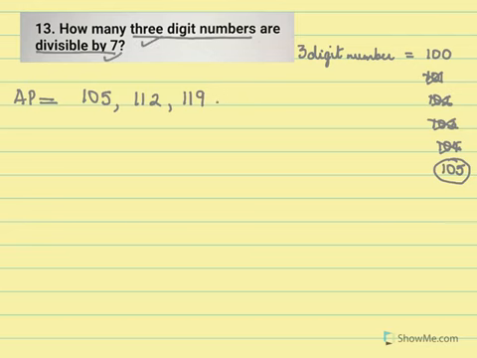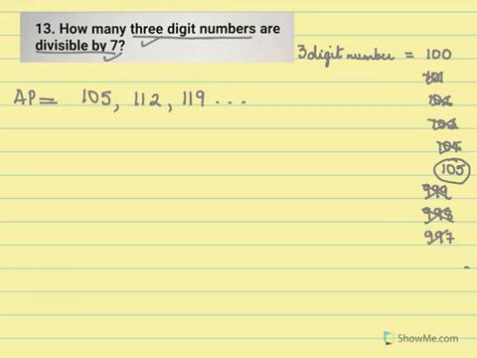Now we need to find the last number. The last 3-digit number you know is 999, and this too is not divisible by 7. Divide and you can see. Then you go back to 998. Remember, it should be only 3 digits. Not divisible.